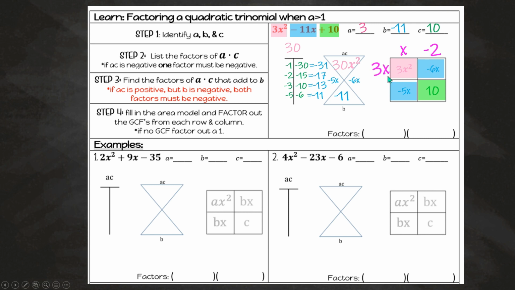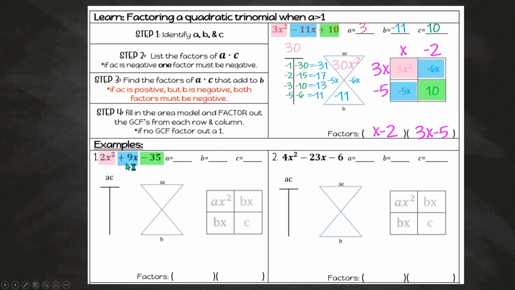Okay, now I'm going to factor out a 3x. 3 is the greatest coefficient between 3 and negative 6. The smallest coefficient that I can divide into both 3 and negative 6. And then I have an x. Then I have negative 5x. So I factored out a negative 5 because negative 5 times negative 2 gives me the positive 10 that is here. So my final factors are x minus 2 and 3x minus 5. Okay, now we're going to move on to the next example.